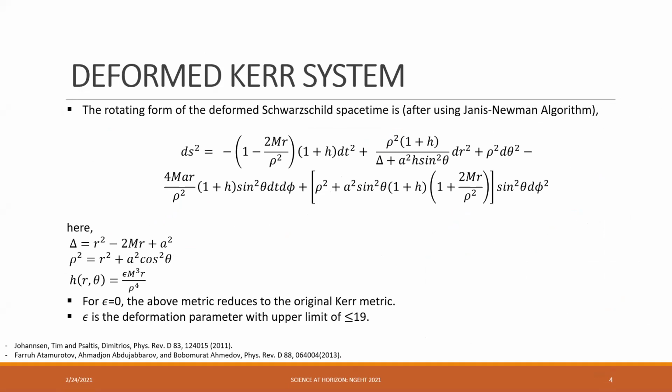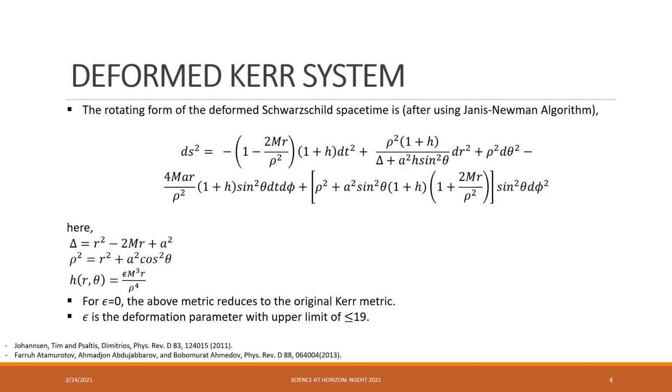For the particular assumptions you have to consider, it should be asymptotically flat. There are particular assumptions I will be stating. We have considered the seed metric to be a deformed Schwarzschild spacetime, and after applying the Janis-Newman algorithm, we have received this particular metric. Now, if you consider the deformation parameter to be 0, this will reduce to the original Kerr metric.